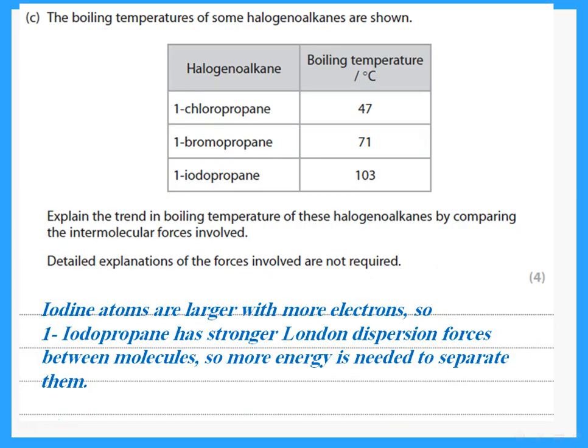Okay, the boiling temperatures of some halogenoalkanes are shown. Explain the trend in boiling temperatures of these halogenoalkanes. Remember that the iodine atoms are larger as we go down with more electrons. So the iodopropane has stronger London dispersion forces between the molecules. So more energy is needed to separate them. So they will have a higher boiling temperature.